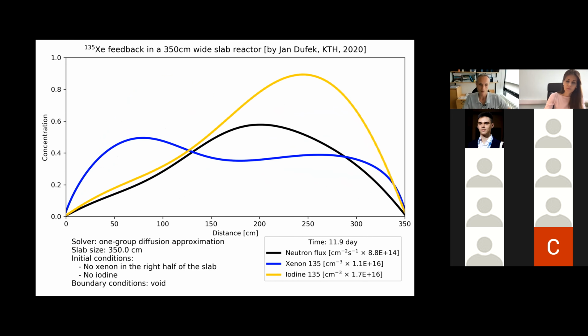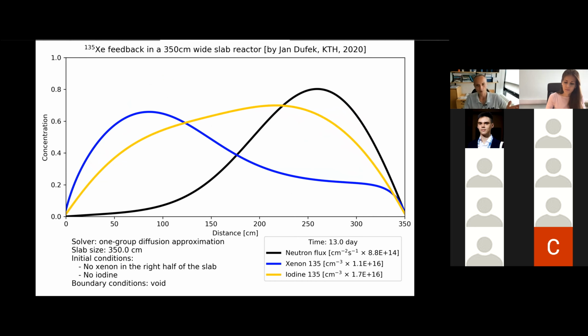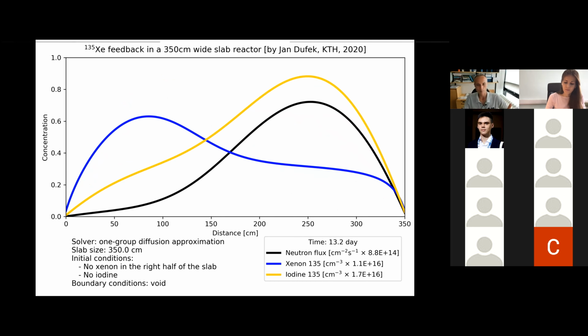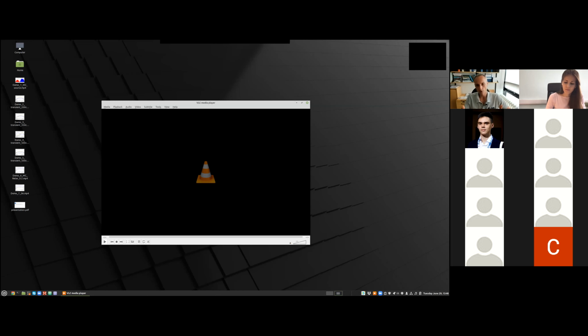But it doesn't depend only on the presence of delayed feedbacks. It also depends on the size of the system. So the same feedbacks were present in the 2 meter wide slab, but you could see it converged in that system, while it doesn't converge in the larger one, right?